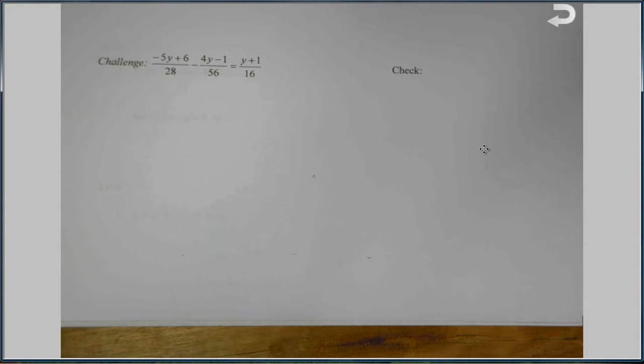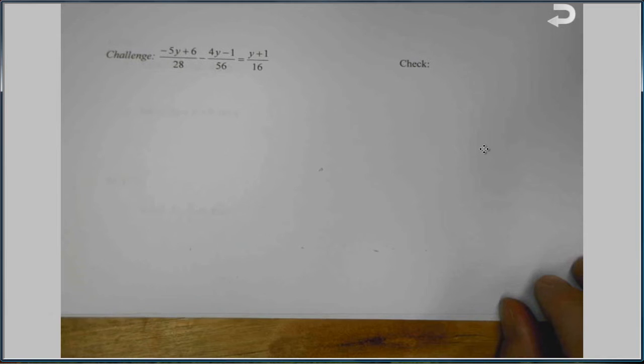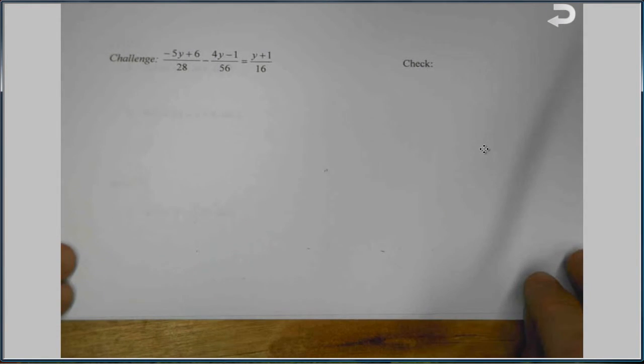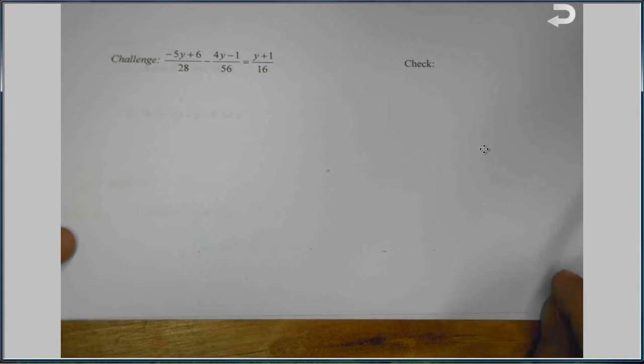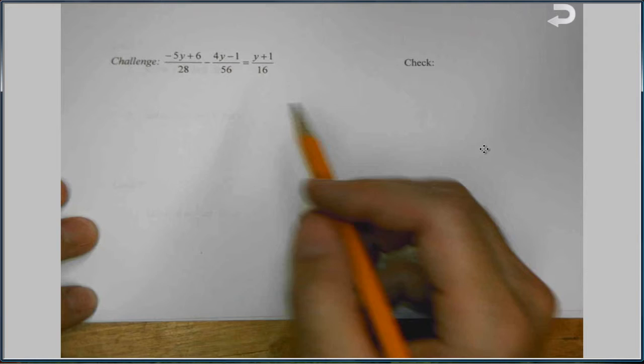Alright, I wanted to show you one of the problems that I would normally have you work if you were in the classroom, just so that you could see one more example. And these denominators are a little bit trickier, so let's take a look at them.